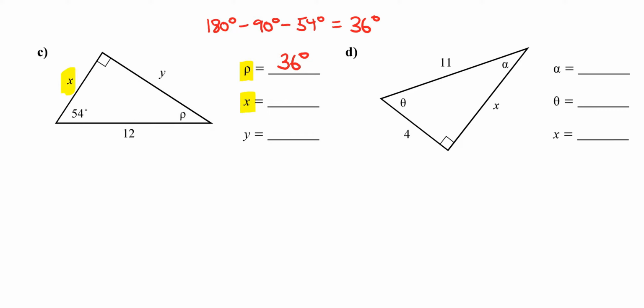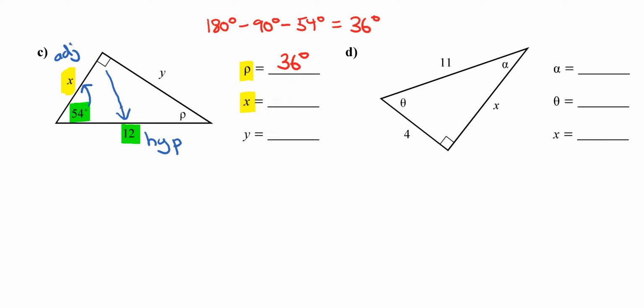Now X is a side. So take a look at X and look at what you're given in the problem. You're given this 54 degrees and you're also given this 12. So the 12 is the hypotenuse in this problem. It's directly across from the 90-degree box. So 12 is the hypotenuse. And since X is right next to the 54 degrees, this is your adjacent.